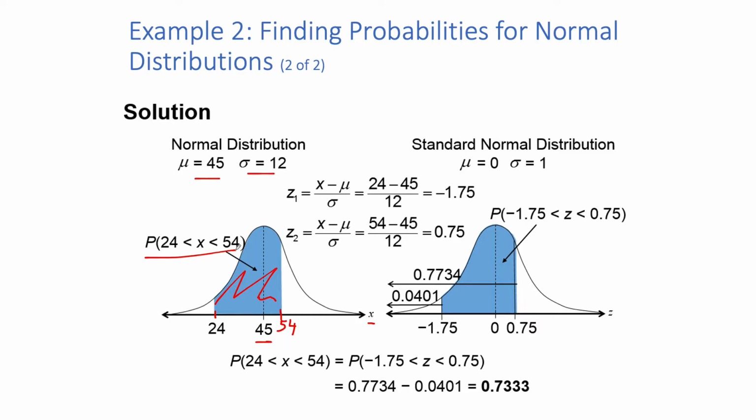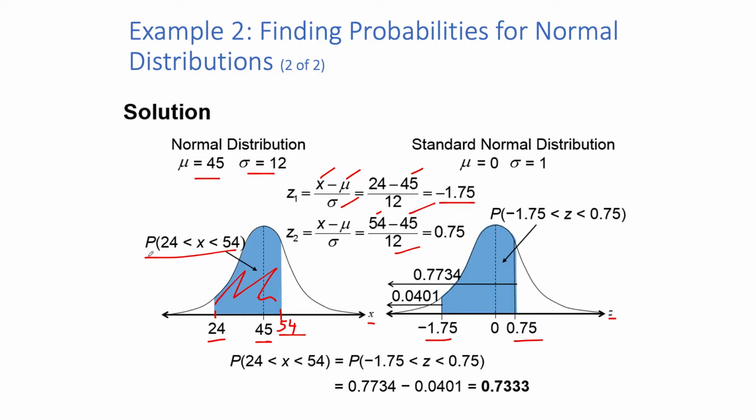The problem is, of course, that we can't find this area directly, so we need to take these x values and transform them into their corresponding z values and then go to the standard normal table to find the areas. Let's start with 24. 24 is the value I'm converting, minus the mean, which is 45, over the standard deviation, which is 12. So it's negative 1.75. That's what's represented here on the z-axis: the value of 24 on the x-axis corresponds to negative 1.75 on the z. Similarly for 54, the other endpoint, we convert that into a z-score as well. The value is 54, the mean is 45, the standard deviation is 12, and that corresponds to 0.75.